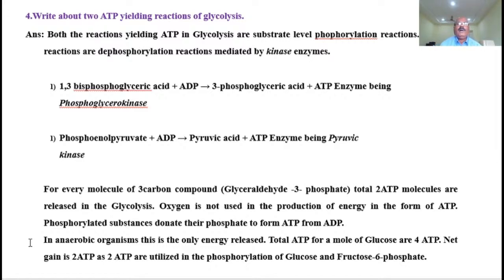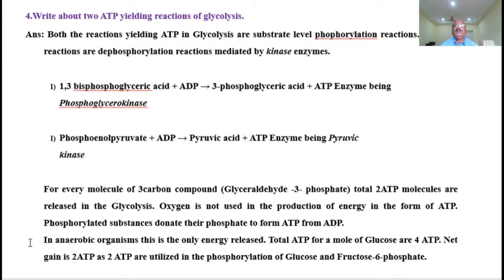Phosphoenolpyruvate plus ADP gives rise to pyruvic acid plus ATP, catalyzed by the enzyme pyruvate kinase. For every molecule of the 3-carbon compound glyceraldehyde 3-phosphate, a total of 2 ATP molecules are released in glycolysis.